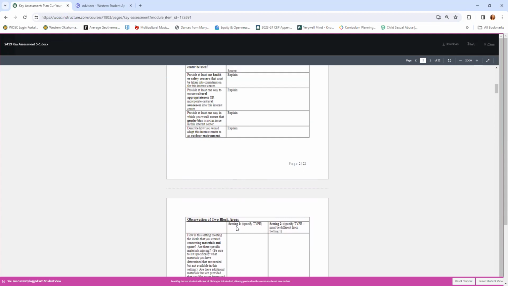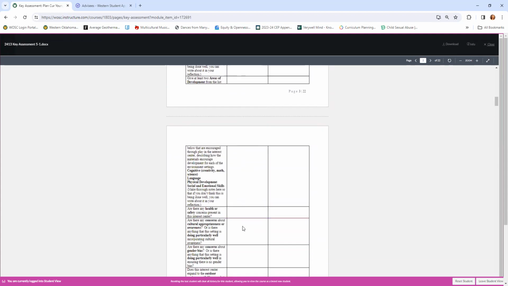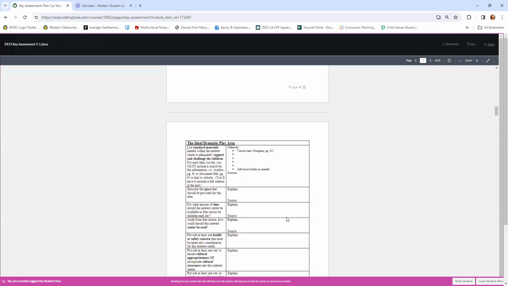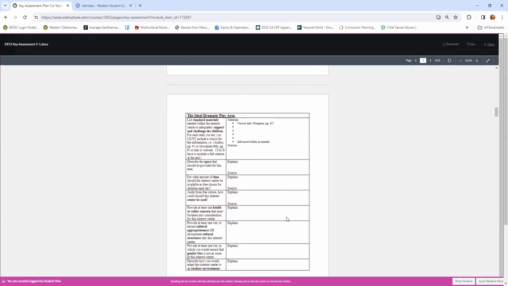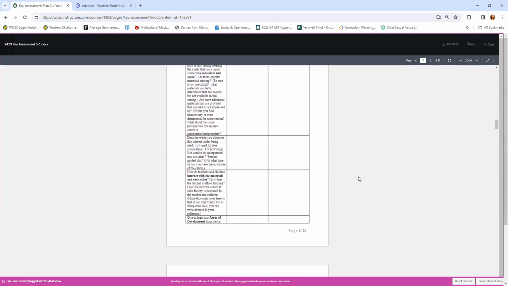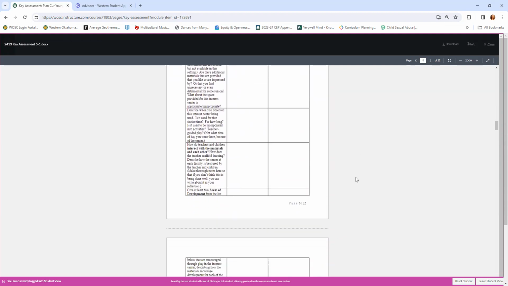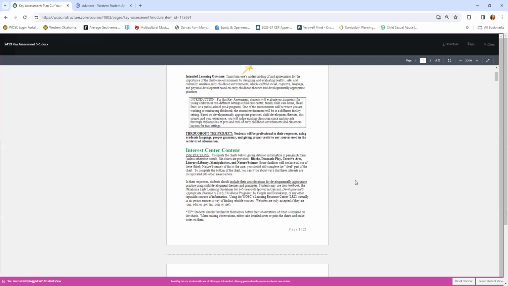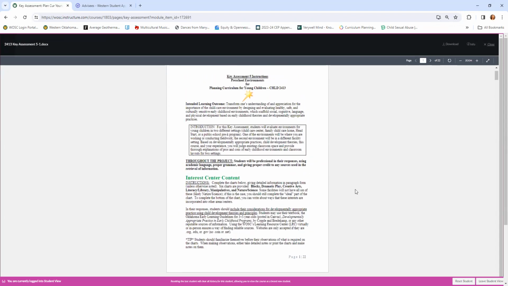And then it goes into where you're observing block areas. And then you've got your ideal dramatic play area. And so just make sure that you're following directions on those. This is what you think the perfect dramatic play area would be. And you're answering all those questions, ideally, before you then go observe and see how each environment is meeting those expectations. So be busy working on that and pace yourself so that you have time to work on it.